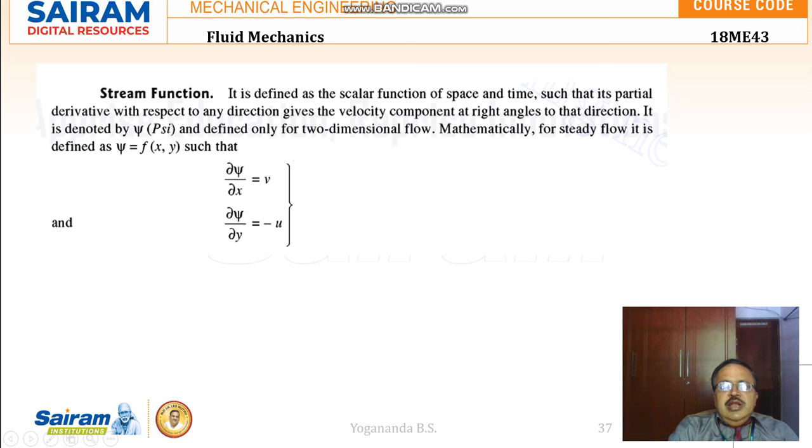So taking the partial derivative of psi with respect to the x direction gives the velocity component at right angles to that direction. The right angle to the x direction is the y direction, and that velocity component is v. It is defined only for two-dimensional flow, which is why only x and y are shown here. So del psi by del y is equal to minus u. So psi is a function of x comma y. Thank you friends.